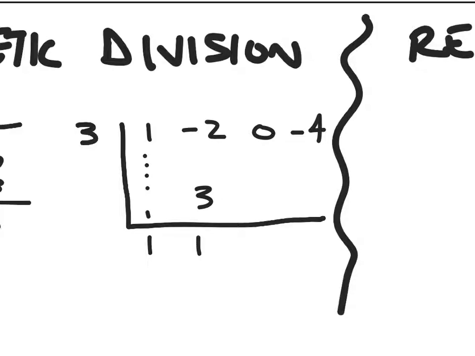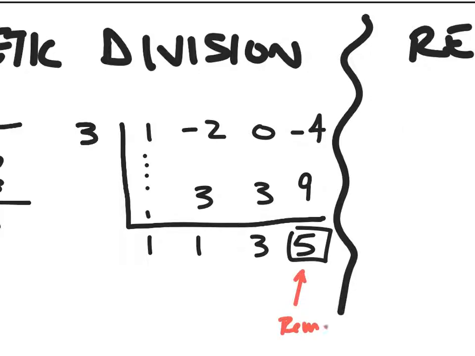Then I get 3 times 1, which is 3. 0 plus 3 is 3. I've got 3 times 3, which is 9, and negative 4 plus 9 gives me 5. These numbers should look fairly familiar to you. This is my remainder, and this is my quotient.